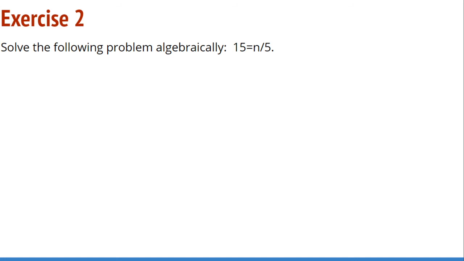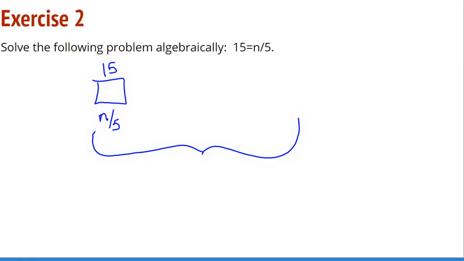All right, I've got a number divided by 5 that will be equal to 15, or 15 is equal to a number divided by 5. So I've got a 15, and that is equal to a number divided by 5. But I would really like to have the whole number. So I'm going to have to make 5 copies of this so that I can have the whole number.